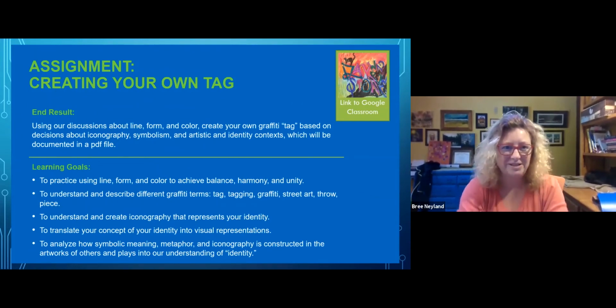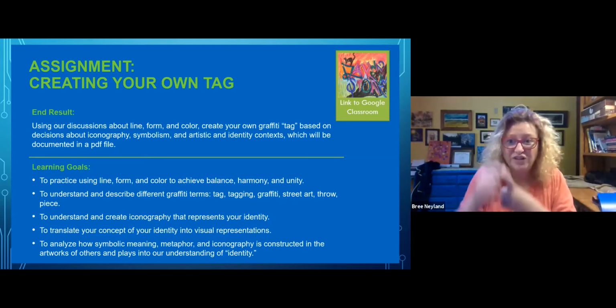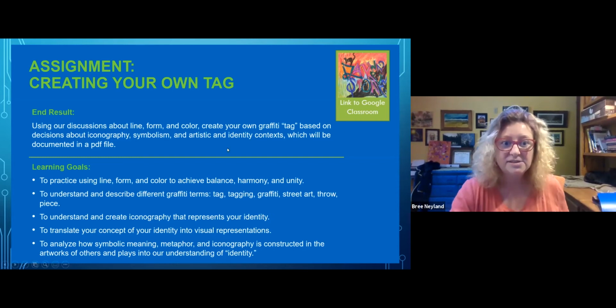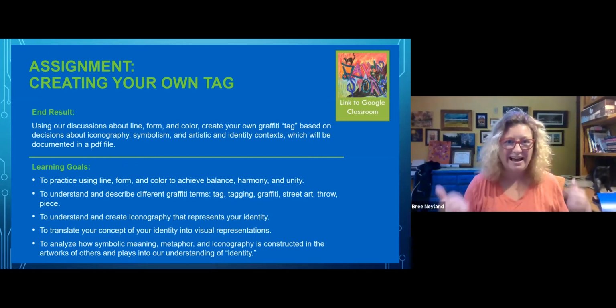So this is your assignment. Your end result is going to be the creation of a tag. And so we're going to focus on line, form, and color. And we're going to use some iconography and symbolism to help us convey meaning, to help us talk about our identities. So specifically, we're going to focus on line, form, and color to achieve balance, harmony, and unity. And we're going to be talking a little bit about iconography, as well as what these vocabulary terms mean: tag, tagging, graffiti, street art, throw, and piece.